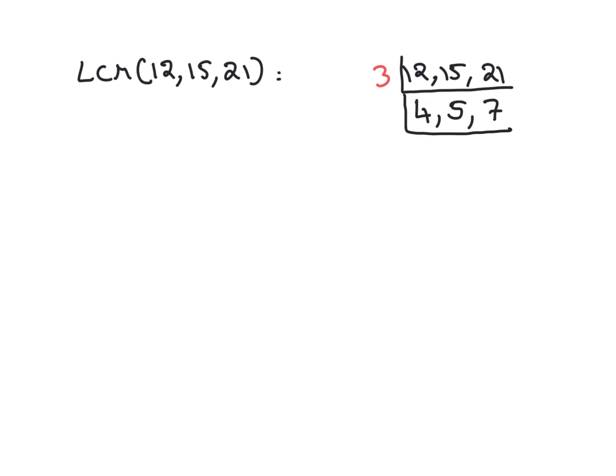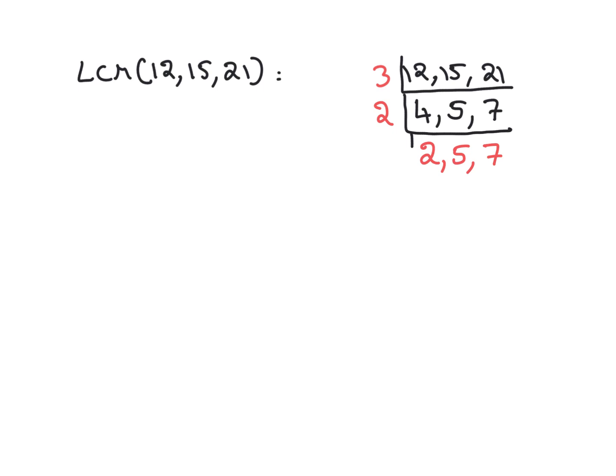2 can divide 4. So let's go for 2. 2 how many times is 4? 2 times. 2 how many? 5 cannot be divided by 2. So we write down as it is. And 7 cannot be divided by 2. We write down as it is.